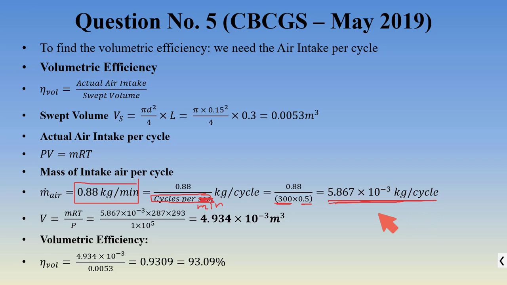This is the amount of air intake per cycle. But this is in mass. We don't want it in mass. We want it in volume. So how do we convert from mass to volume?